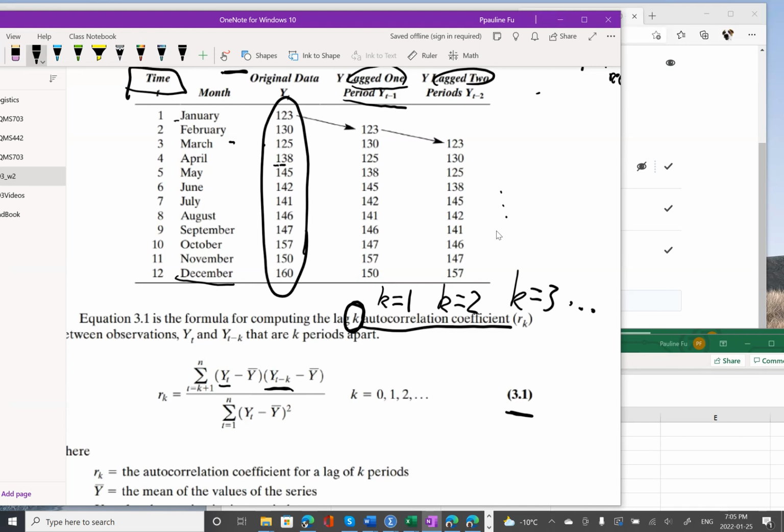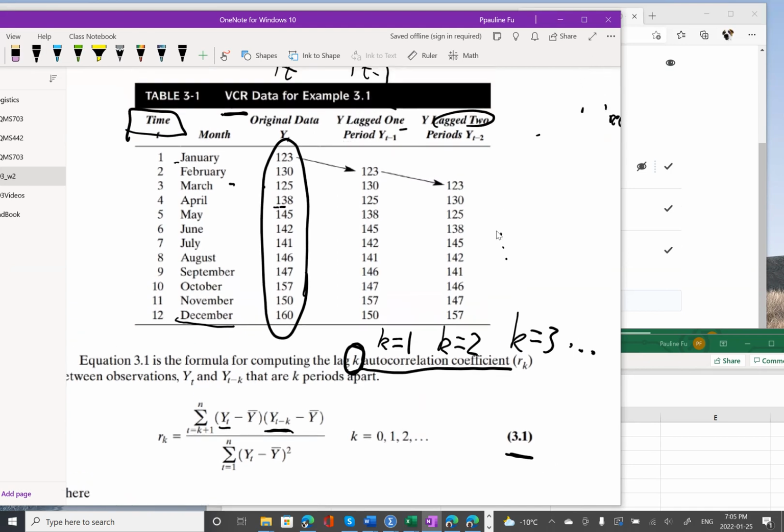When k equals 1, you get Y subscript t minus 1. When k equals 2, you get Y subscript t minus 2. So hope you know the notation of Y t minus k. Then you do multiplication, and after that you add them together. This sigma means add them together. That is how you calculate the k autocorrelation coefficient rk. k actually can go through 0, but we seldom use 0. We usually use k from 1, 2.